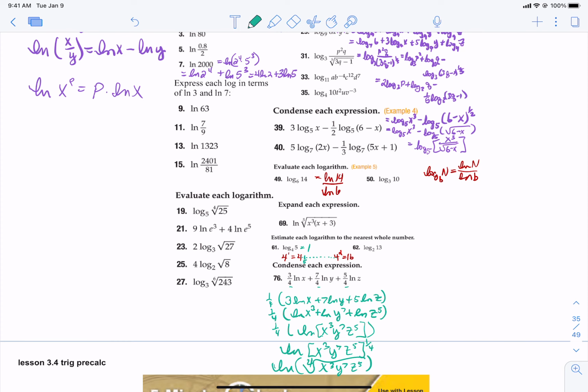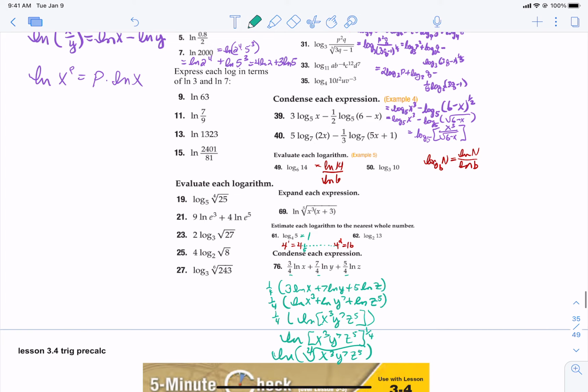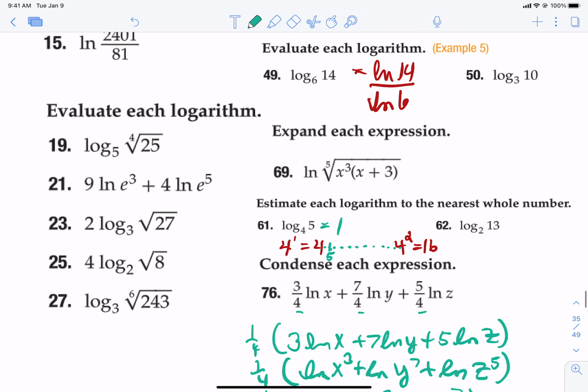Next are 19 through 27. I'm sorry, I missed those. So let's just do a few of those real quick. Let's do some of the 19 through 27 ones. I didn't see those ones. Okay, these are most extreme, because we're going to use some of the rules that we just learned.